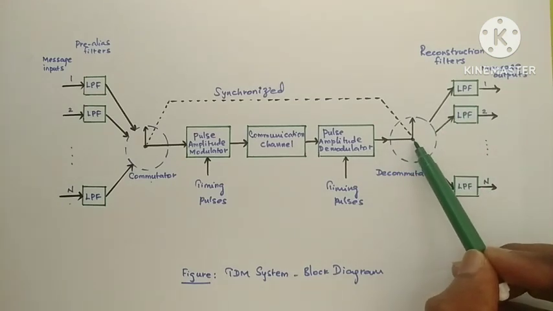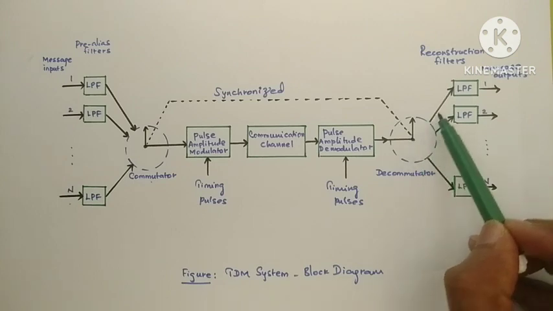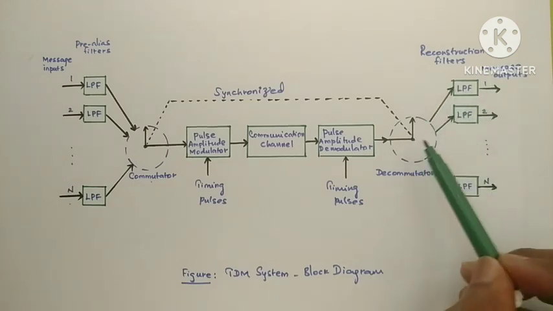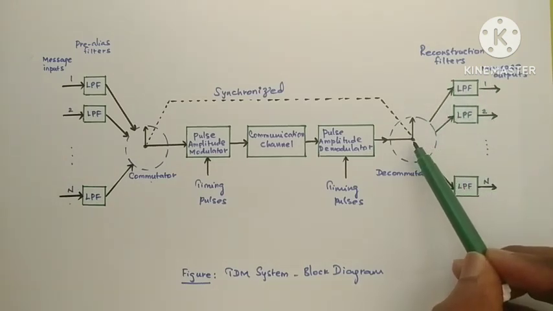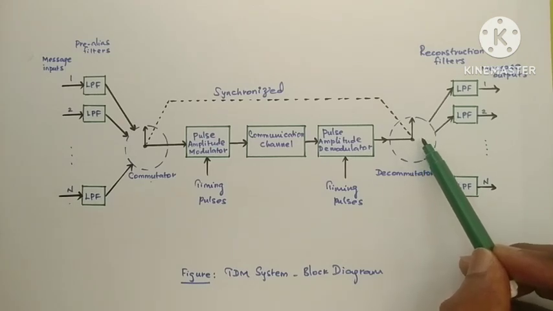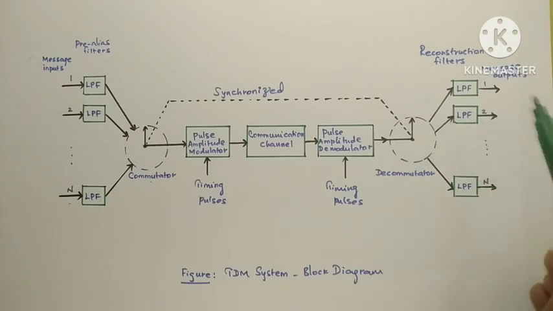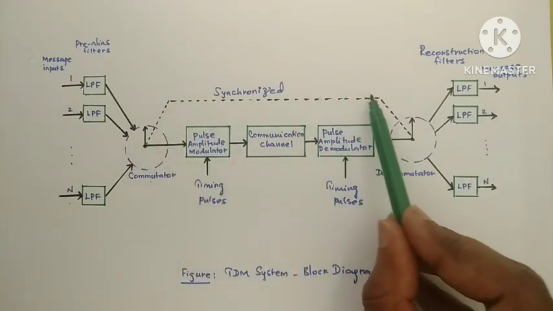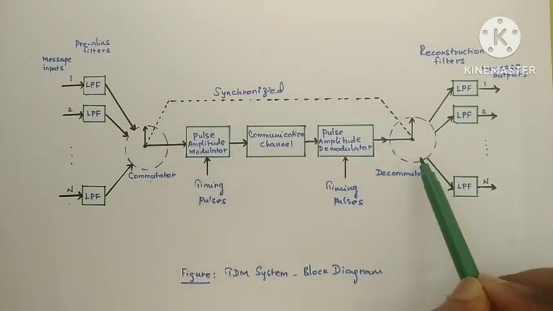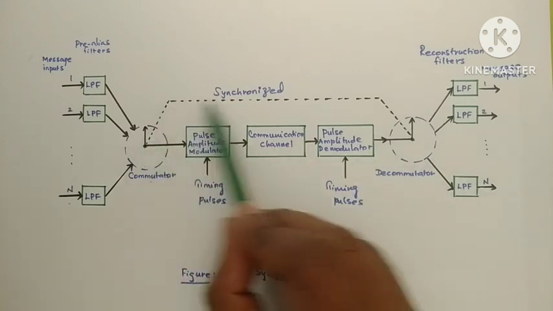So how will it send the pulses correctly? Here you are getting one pulse, it belongs to message signal 1. How does it send it correctly to the first filter? If the message belongs to the second input, how does it send the pulses to the second low pass filter? All because of this synchronization. The commutator and the decommutator are synchronized.